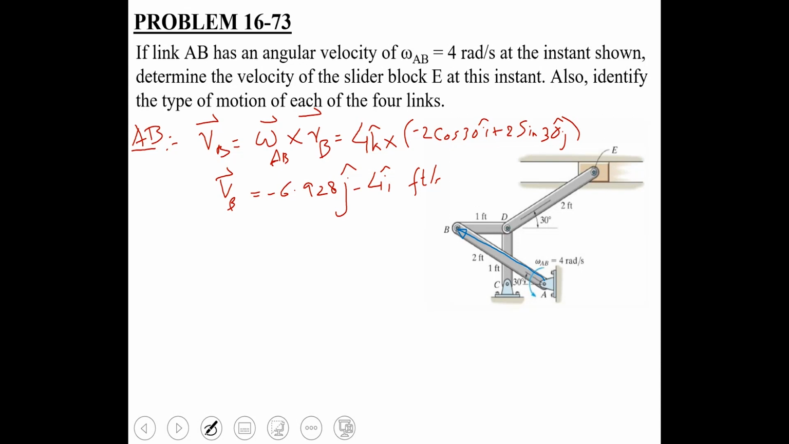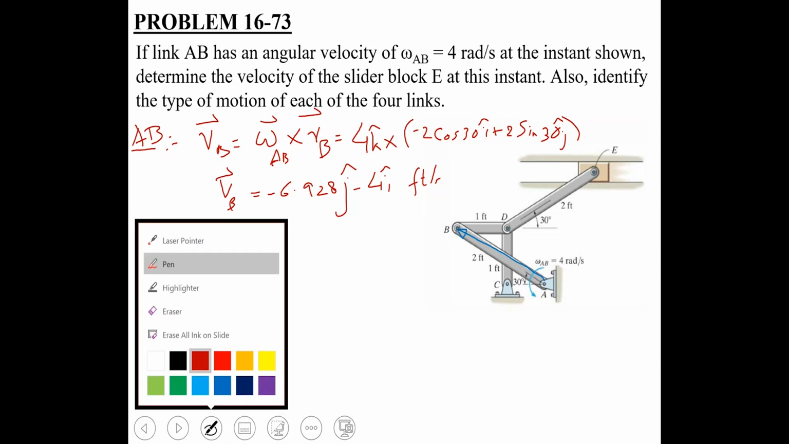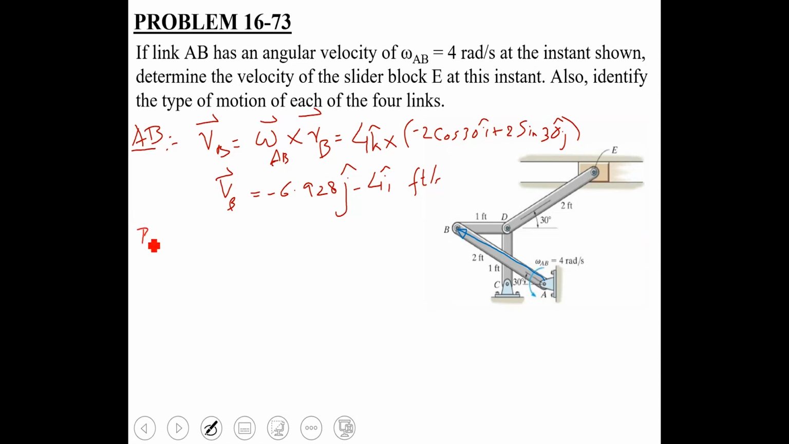Okay, now moving on to the next link, which is link BD. Since we have already discussed that this link is undergoing general plane motion, we need to write the relative velocity equation for link BD. What should be our base point? B. Since the motion of point B is known to us from step number 1, we are going to make B our base point, and write the relative velocity equation by making B the base point.